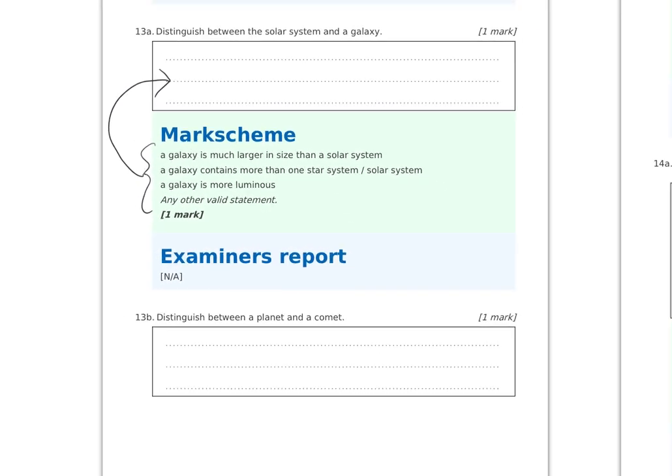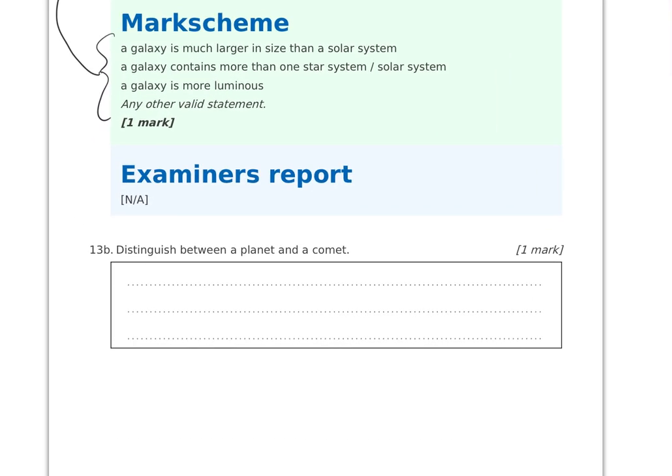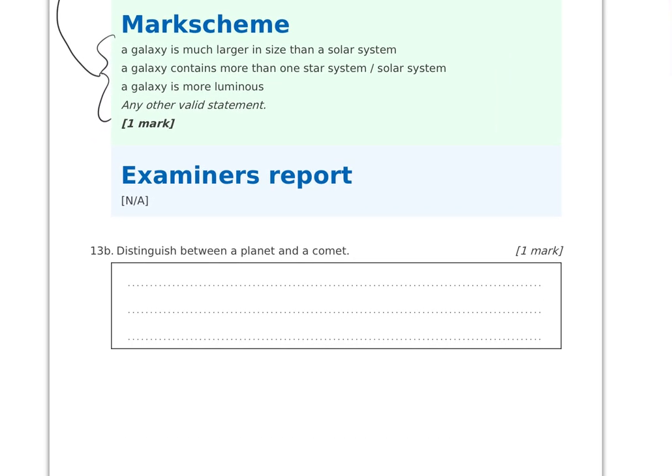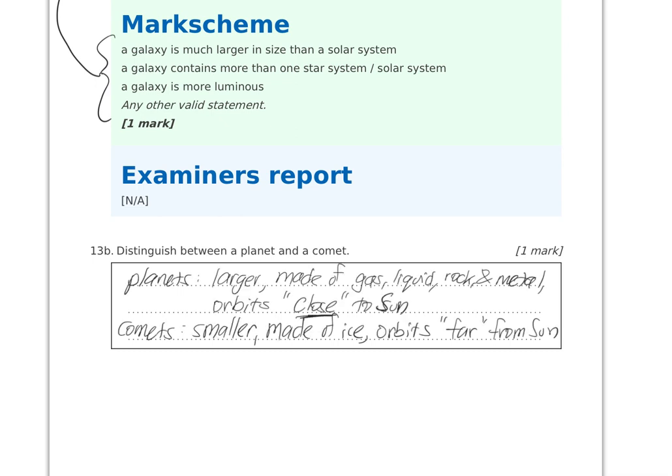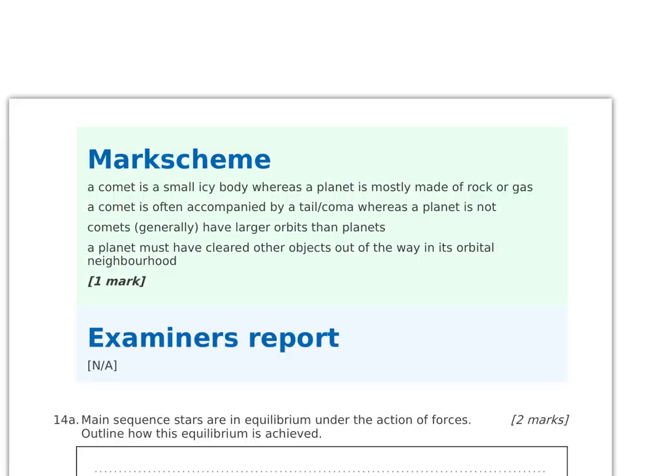Distinguish between a planet and a comet. I don't know if we saw this one yet. Planets and comets, there you go. I would say the biggest thing is the close and far orbits. If I had to remember something, planets are close in, comets are far out. They're the farthest things out there. Comets all have, well, define larger. I guess the radii are larger for comets. Oh yeah, comets have a tail, planets don't.